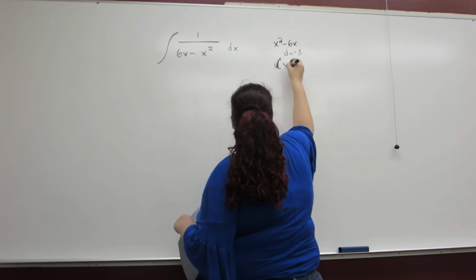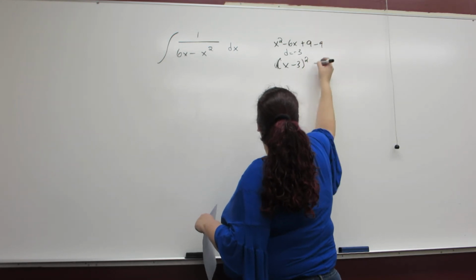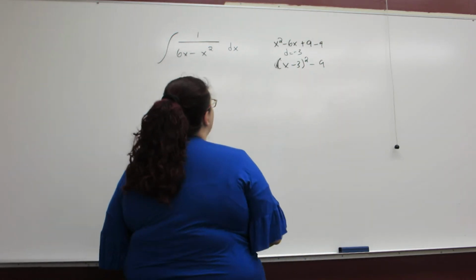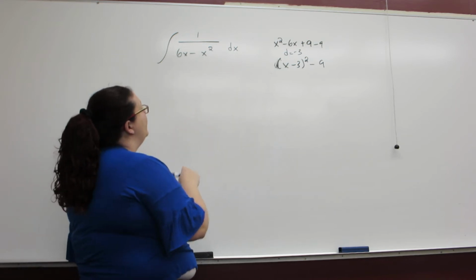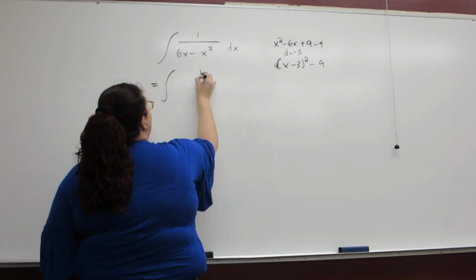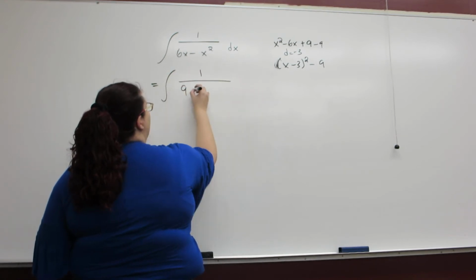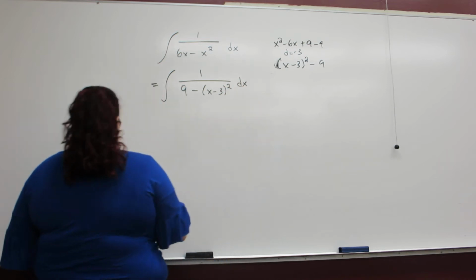So this becomes x minus 3 squared, and then I had to add and subtract 9 to get that. I did, of course, complete the square on the negative version of the denominator since it was easier. So I must switch the signs again. It becomes 9 minus x minus 3 squared dx.